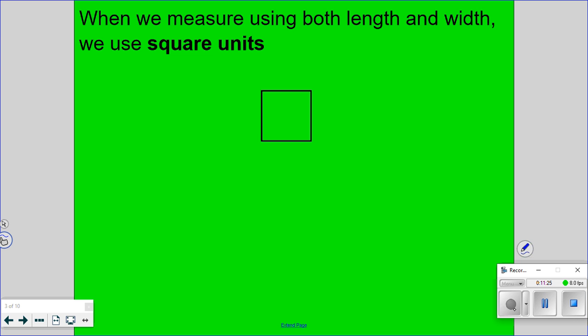When we are measuring two sides at once, we're measuring those lengths and widths. That means we're going to have to use something that has a length and a width. Most people use squares. We are going to use square units. Write this sentence right here. We use square units because we need something that's going to measure those two things at once.